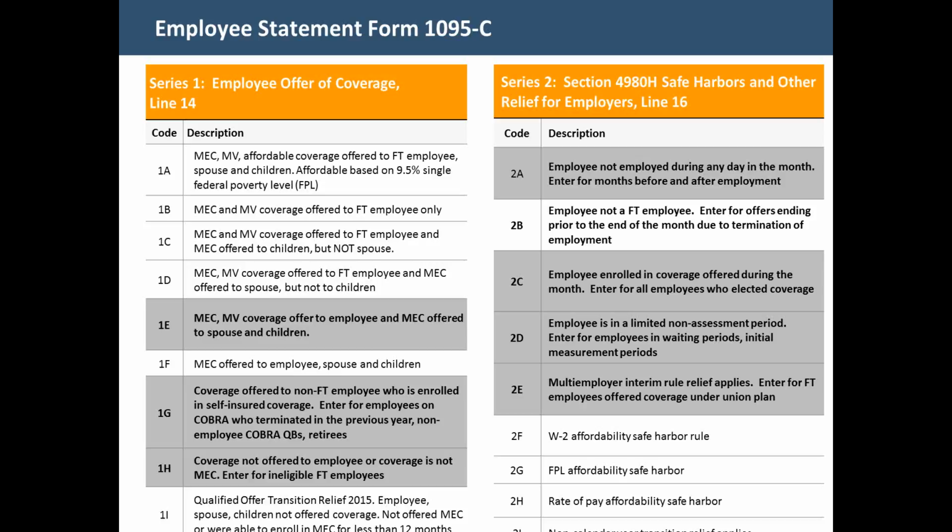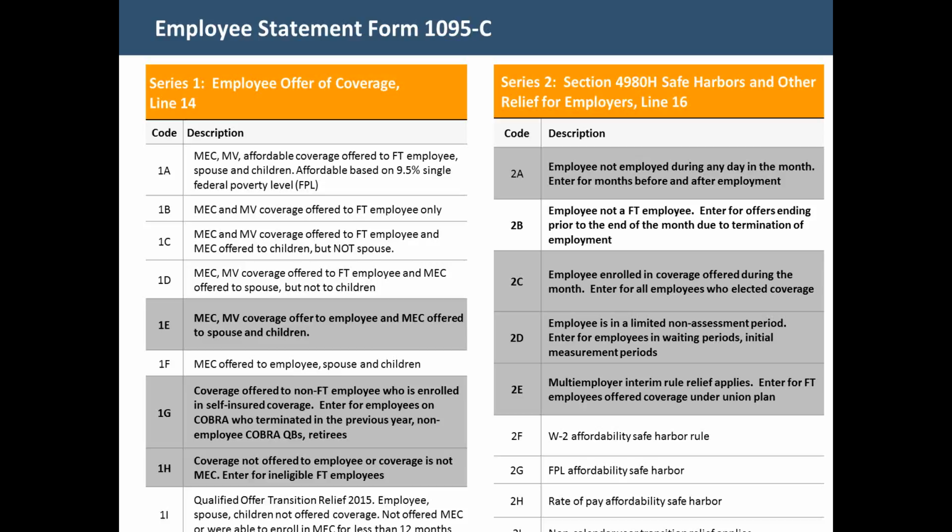I'm not going to go through all of these because it looks kind of scary, but for purposes of line 14, all of these codes will be used by some employer, but probably the most commonly used codes will be 1E, 1G, and 1H. 1E is used to code employees that were offered a plan that provided minimum value, and that plan was also offered to spouses and children. So that will be a very commonly used code.